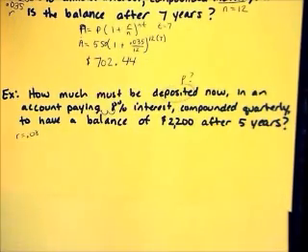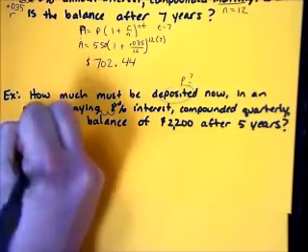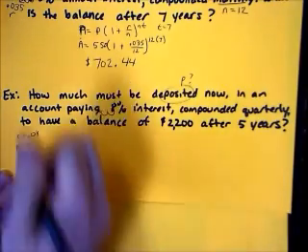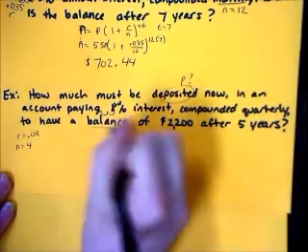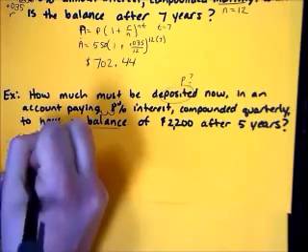Compounded quarterly, so N would be 4 times a year. We want a final balance. This is our final balance. So A is going to equal 2,200 and 5 years, so T is equal to 5. So we're going to plug in everything we know to our equation.